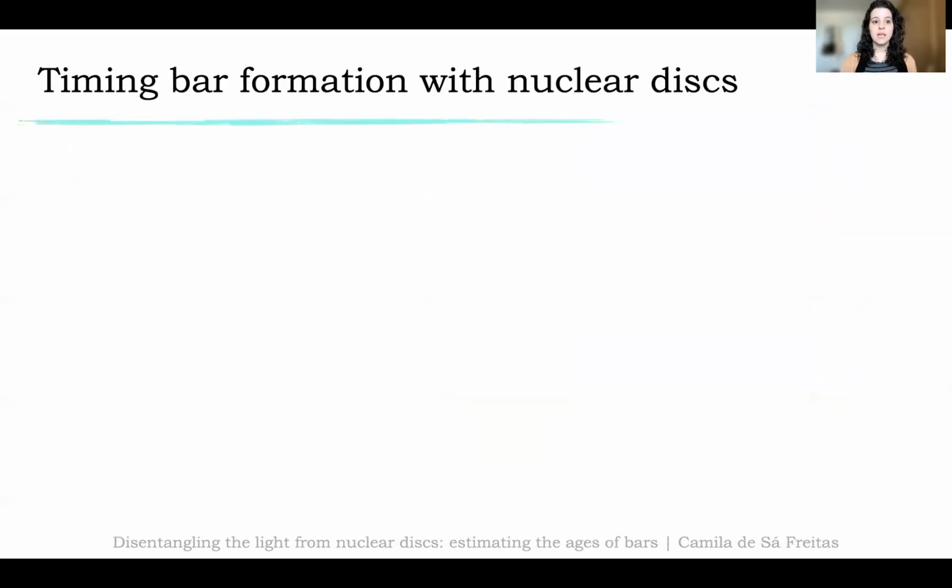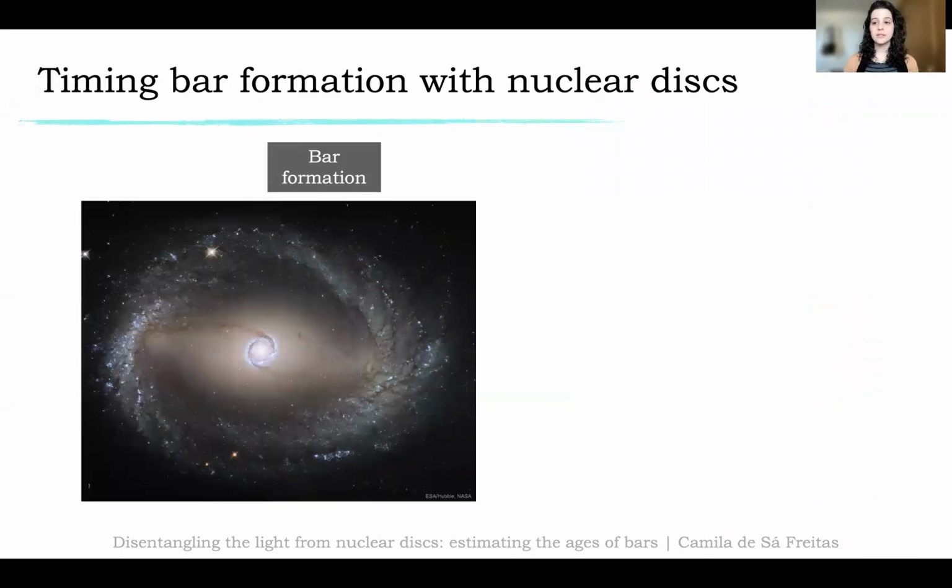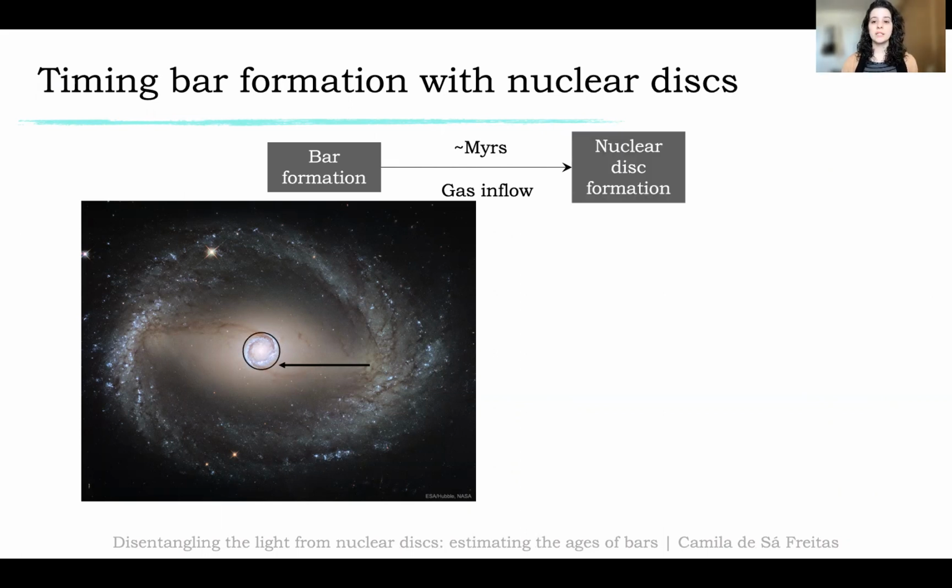So how can we time bar formation using nuclear disks? What we have from a lot of simulations and theoretical studies is that the moment the bar forms, you have tangential forces taking place, and this will make gas inflow to the center of the galaxy. Because of the bar, the gas outside will start going to the central part of the galaxy. And basically, you form the nuclear disk. And we know that this happens within a couple of million years, which in extragalactic time is basically at the same time. So if we can time the moment that the nuclear disk forms, we also have the epoch that the bar forms.